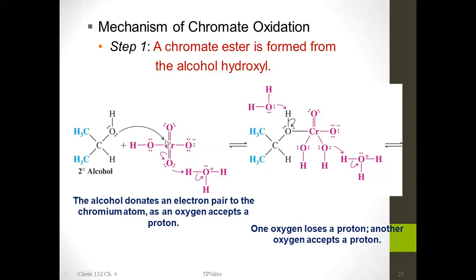So here, chromium is now a Lewis acid. There are vacant orbitals for chromium, so it can accept electrons from an alcohol. It will accept electrons from the alcohol to form an oxygen-chromium bond. We utilize the electrons from oxygen to form the bond with chromium, so you get your oxygen-chromium bond.